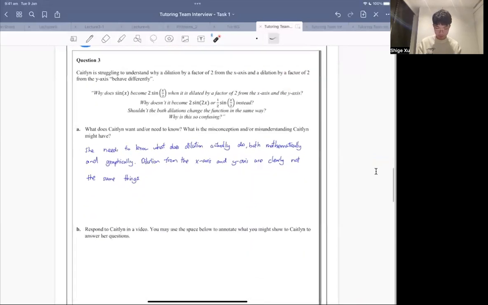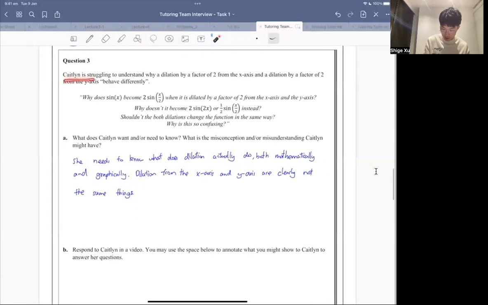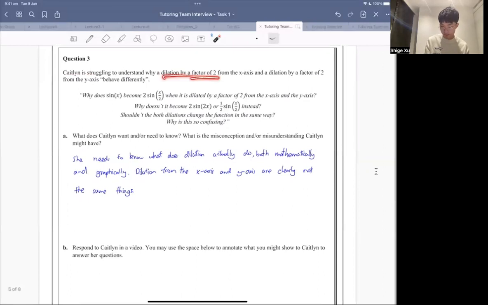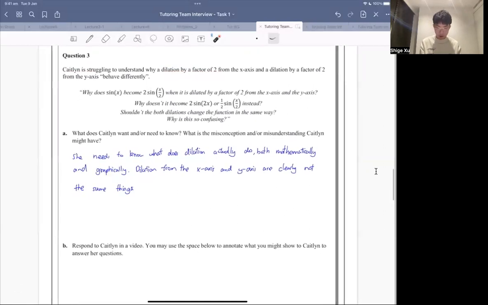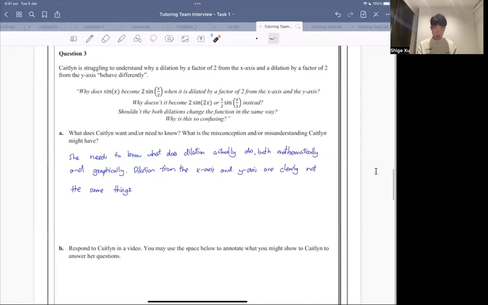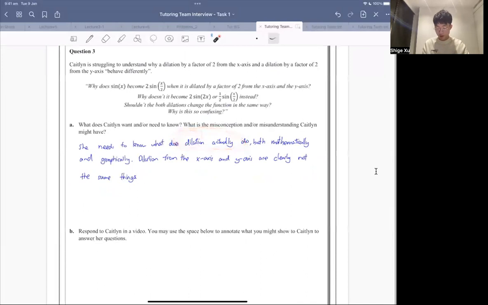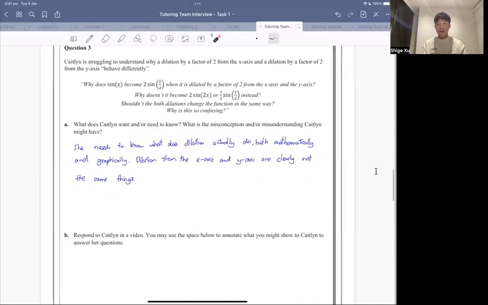Now I'll move on to question 3. Question 3 looks at Caitlin, who is struggling with a dilation factor. And she's confused why the dilation factor from the x-axis and from the y-axis is different. So what I think is that she needs to know what dilation actually does, instead of just memorizing that dilation stretches the function along the x-axis or whatever. Right? So she needs to know what dilation actually does, both mathematically and graphically.